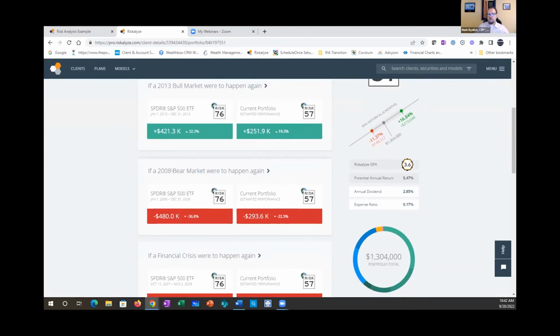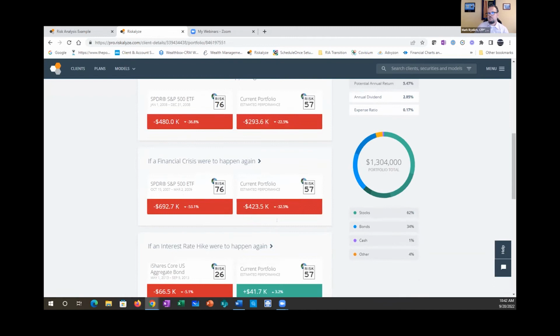Well, what if a bear market happened again? Just like 2008, what if the bear market happened again? It would be down $293,000, so negative 22%. So well above what they wanted. So again, they might look at this and say, well, you know what? I understand that, I'm okay with that. That's starting to push my comfort zone. Or they might say, no way, I can't do that. I could do that in 2008. I can't do it now because I'm just entering or going into retirement.